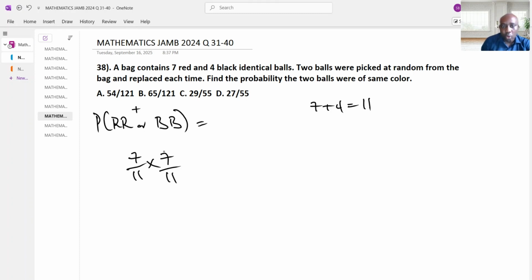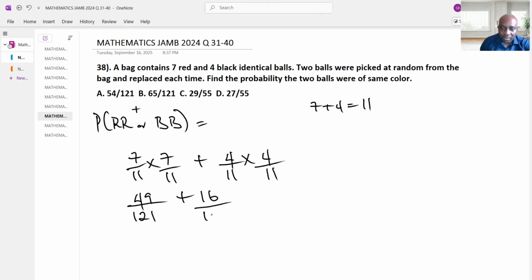The next one is 'or'. Anything 'or' in probability is plus. Black is 4, so 4 divided by 11 multiplied by 4 divided by 11. Now, what do we have here? 7 times 7 is 49, and 11 times 11 is 121. Plus 4 times 4 is 16, over 11 times 11, which is 121. Now let's look for the LCM. The LCM is 121. So we have 49 plus 16.